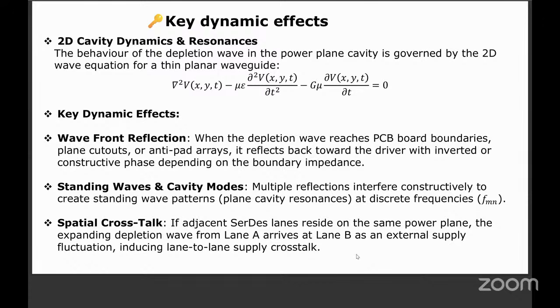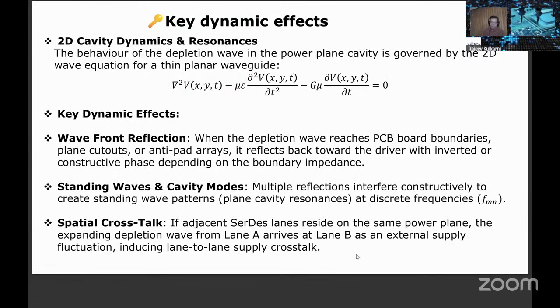Standing wave and cavity modes. Multiple reflections and interface connectivity create standing wave patterns, with plane cavity resonances at discrete frequencies. Basically, the gap between the VCC plane and the ground plane has to be very small. The dielectric gap between these two is called a cavity. So this is how it works.